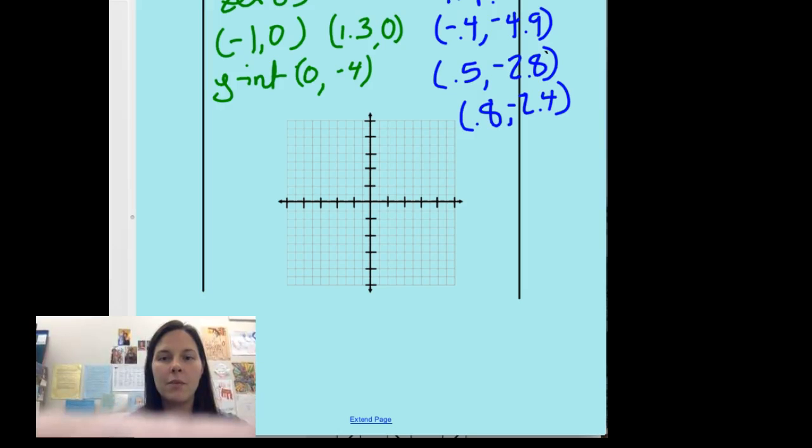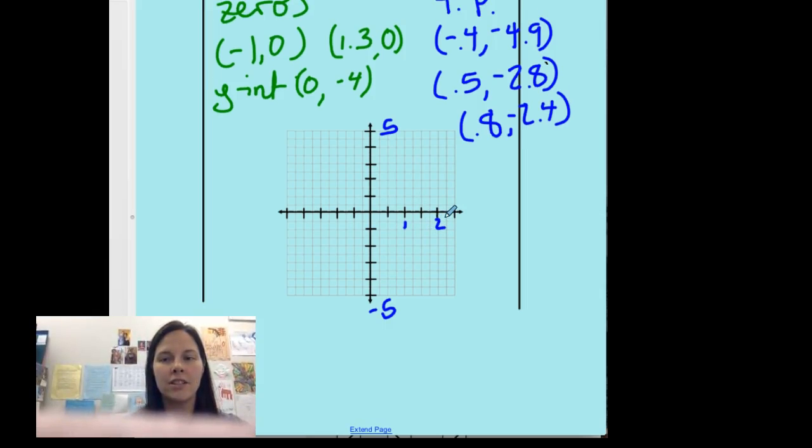For scaling on my y-axis, I'm going to count each of these as 1. But on my x-axis, I have a lot of half points and decimals, so I'm actually going to scale every other one of these as 1. So each little tick mark is 0.5. So this is 1, 2. So my graph goes out to 2.5 on either side.